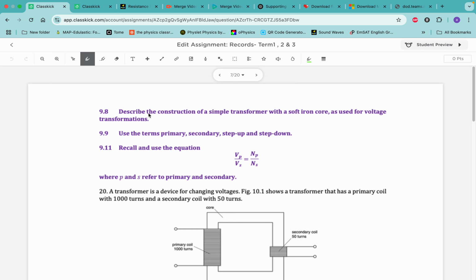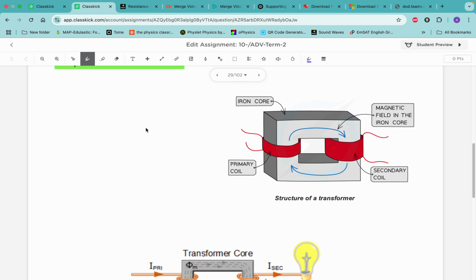Going to the idea that talks about transformers: what do we mean by transformer, what are the types of transformers, and what equation can be used to calculate V and N? What are these? First of all, what do we mean by transformer?